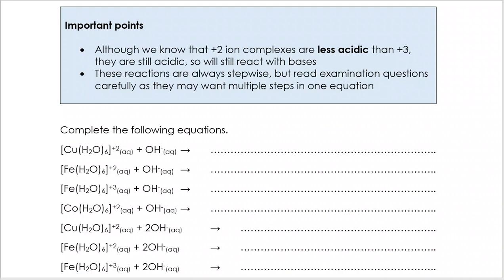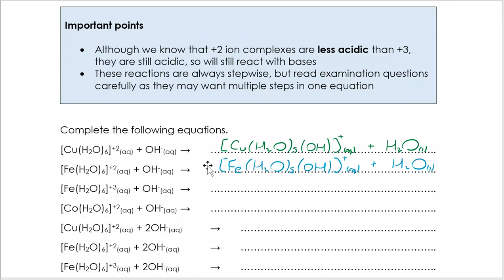So, Cu(H2O)6 2+, if we add an OH minus, it's going to go down to [Cu(H2O)5(OH)]+. It's still positive, charge has gone down by 1. That means it's aqueous because it has a charge, and we make 1 H2O. Very similar idea on the next one. We're going to [Fe(H2O)5(OH)]+, that's aqueous, and we're adding water, and we're making water, which is a liquid.